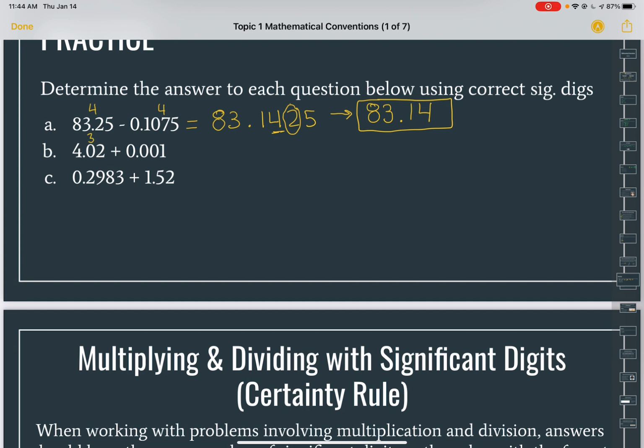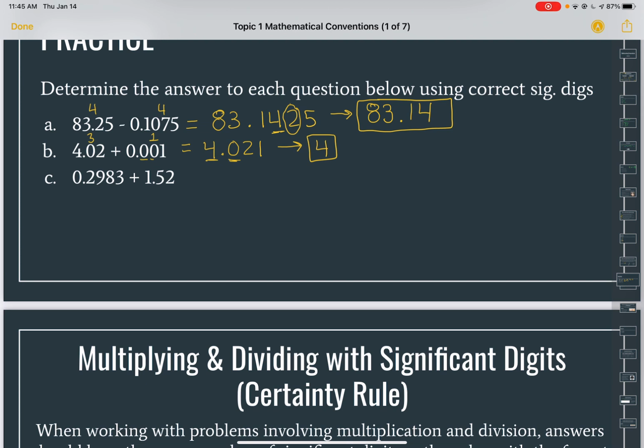Our next one here, 4.02, has 3 significant digits, because this is sandwiched. And then this one, because these are placeholders, as they call them, there's really only 1 significant digit in that question, because it's only the 1. So if we go 4.02 plus 0.001, our answer is going to be 4.021. That's way too many digits. We need to round it to 1 significant digit. And the 1 significant digit is just going to be 4, because this number is not higher than 5. So we're going to keep it at 4. That would be our answer.